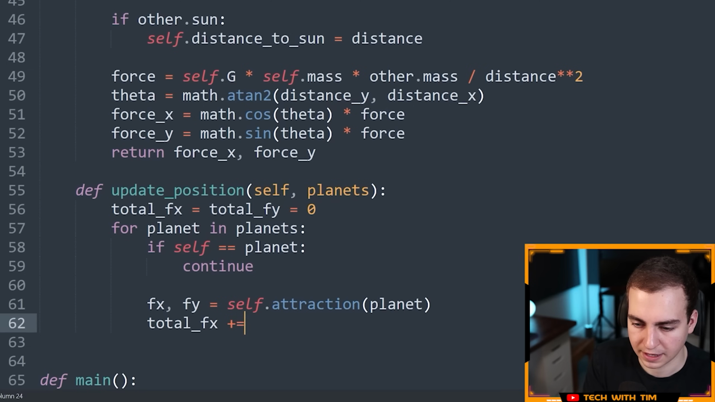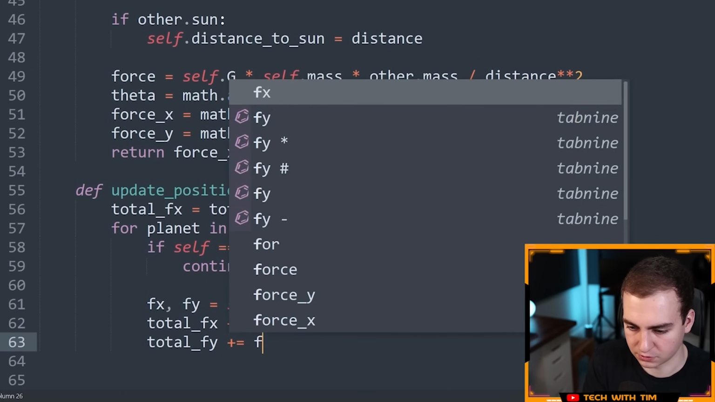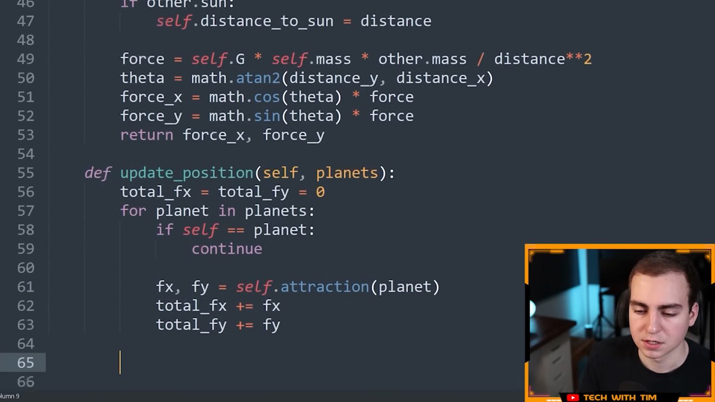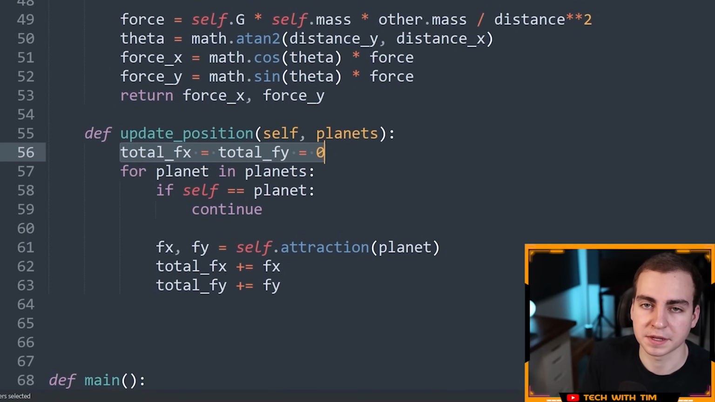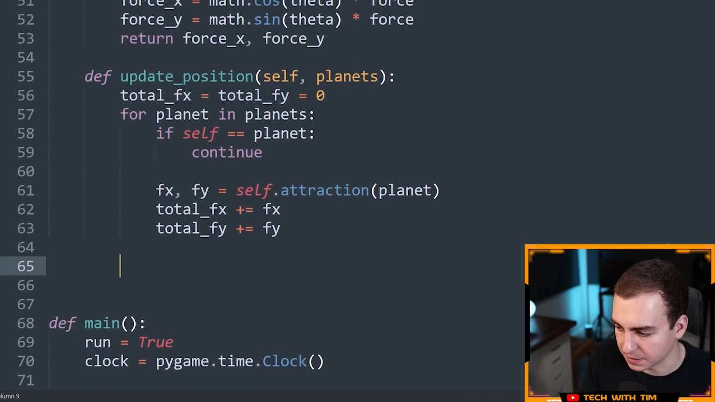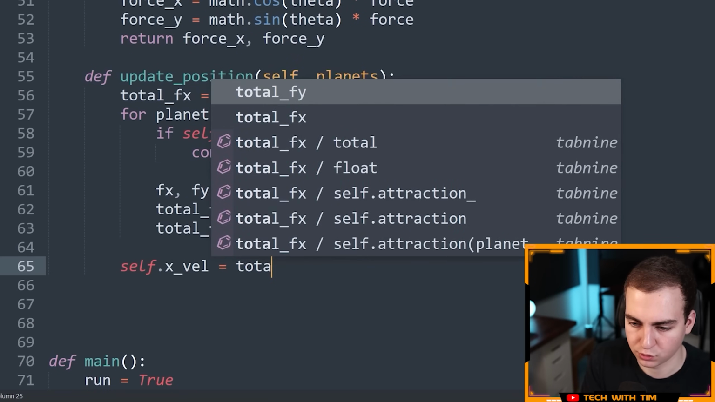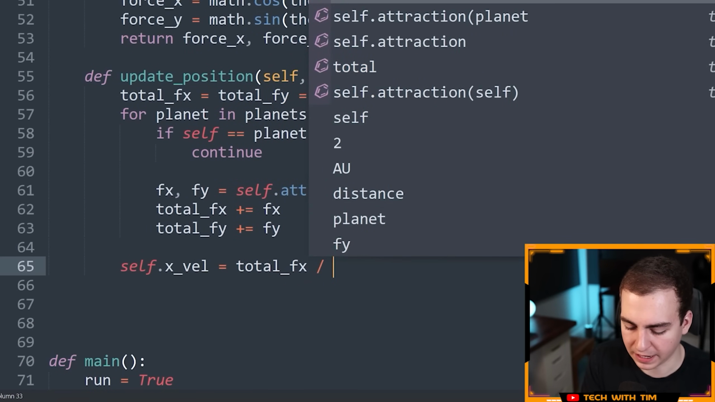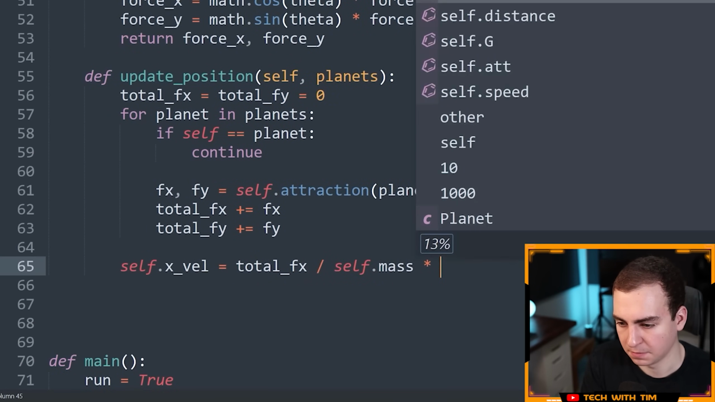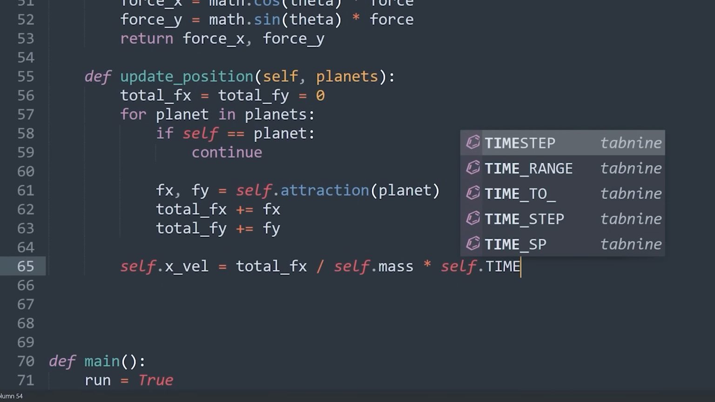So self.fx plus equals fx and total fy plus equals fy. Okay, so now that we know what the total force is that's being exerted on us in the x and the y direction, we need to use these forces to actually calculate what the velocity of the planet's going to be. All right, so the way we calculate the velocity here is we're going to say that the self.x_vel is equal to the total fx divided by the self.mass multiplied by the self.time step.